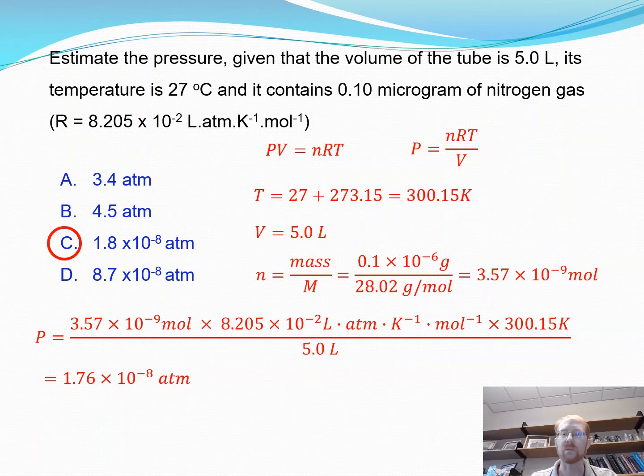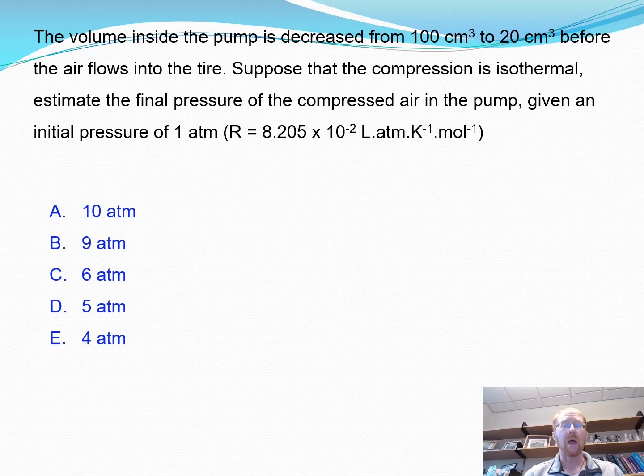Okay. Let's look at another. And in this example, let's look at this question. The volume inside a pump is decreased from 100 cubic centimeters down to 20 cubic centimeters before air flows into the tire. Suppose that the compression is isothermal. Estimate the final pressure of the compressed air in the pump given an initial pressure of 1 atmosphere.